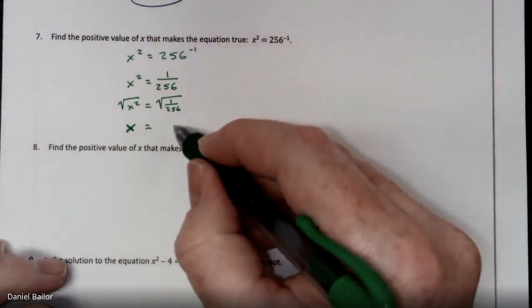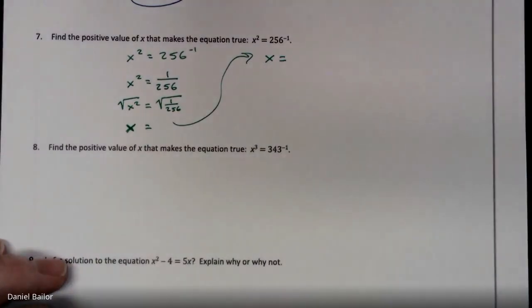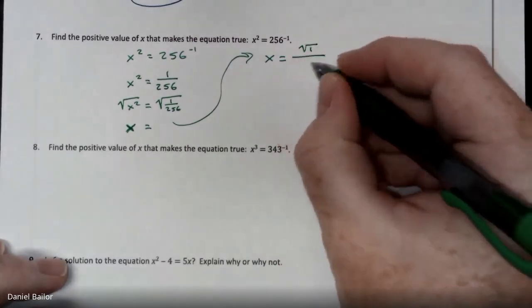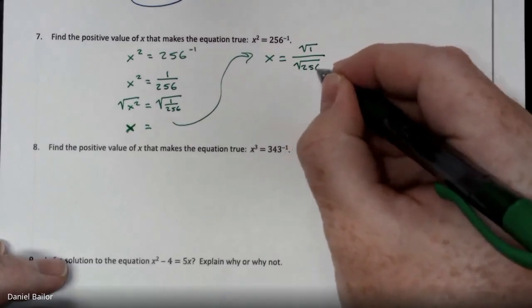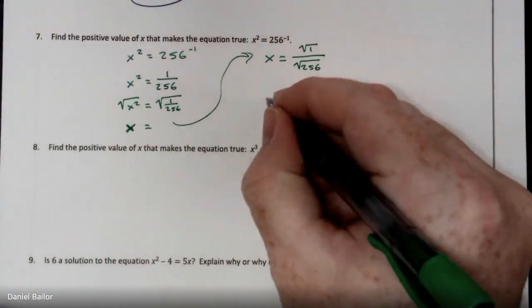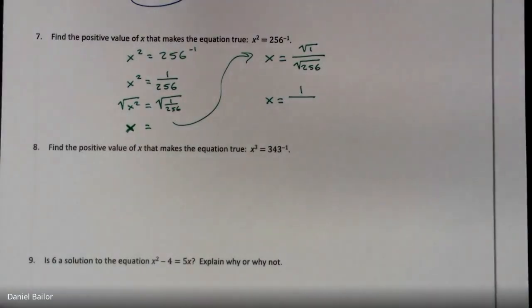Well, let me actually move this over here to give myself some more room. To do the square root of a fraction like this, you can actually just do the square root of the numerator and the square root of the denominator. So the square root of the numerator divided by the square root of the denominator. That way you're not taking the square root of a fraction, you're taking the square root of the fraction parts. So let's do this. x equals the square root of 1, which is just 1, over the square root of 256, which is 16. It's on your chart.